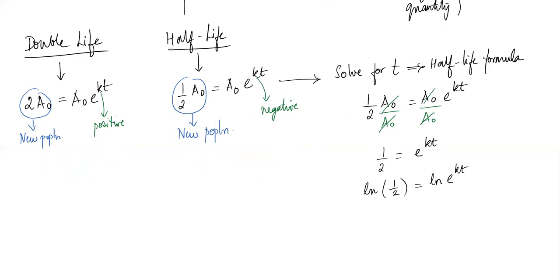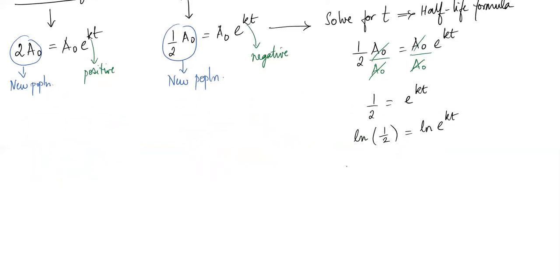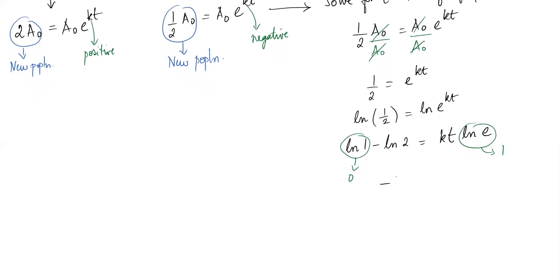We can simplify this even further if we did the quotient rule. So if you did ln 1 minus ln 2, right, quotient, numerator minus the denominator, then this would be kt ln e. And then if you come back here, ln 1 is 0, ln e is 1. So that will reduce it for us as negative ln 2 equals kt, and one more step and you got your t by itself. So this would be the formula that problems can use, or the explanation can be given to you directly by using this formula.